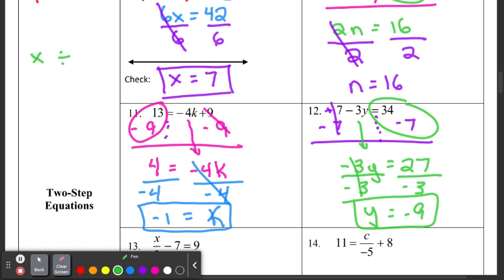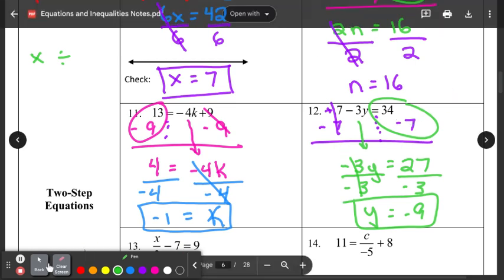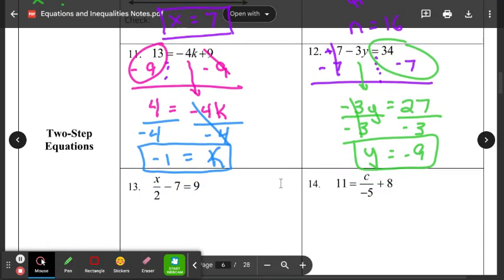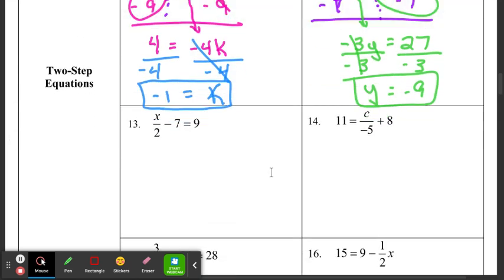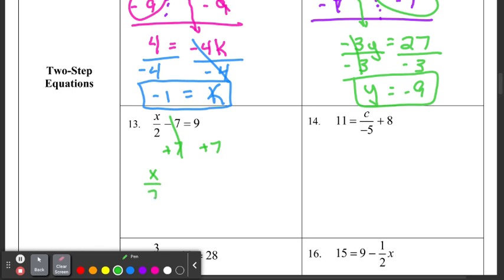Now we are going to combine this with some fraction work. So for question 13, we have x divided by 2 minus 7 equals 9. So I'm going to add 7 to both sides, right? Get rid of the plus or minus signs first. X divided by 2 equals 16. So this is a fraction. But remember, fractions just mean divide. When the x is part of the fraction, to do the opposite, you multiply.